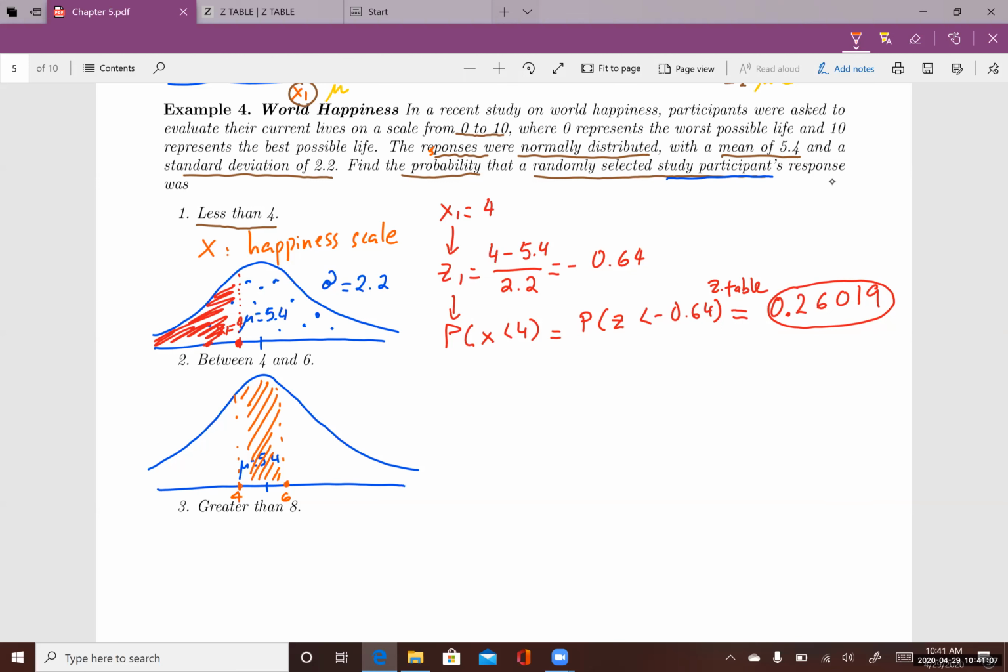But the first thing we want to do is find the z value that corresponds to each of the x values. We know that x1 equals 4, then z1 is negative 0.64. What about x2? x2 is 6. Then z2 should be 6 minus 5.4 divided by 2.2, which is 0.27.